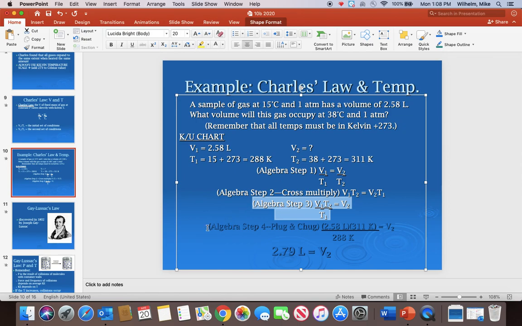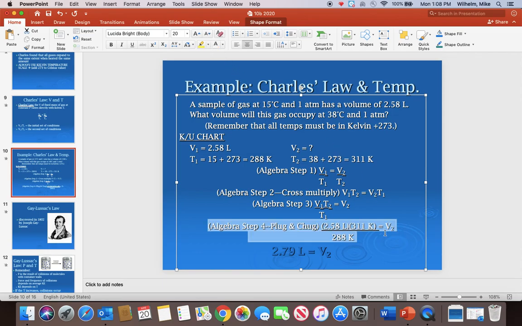And now step 4, I plug and chug my numbers. So that's 2.58 times 311 divided by 288 to get my final answer of 2.79 liters.